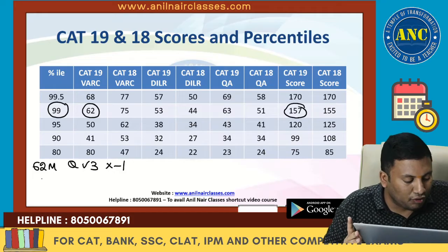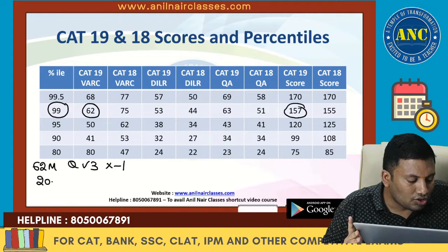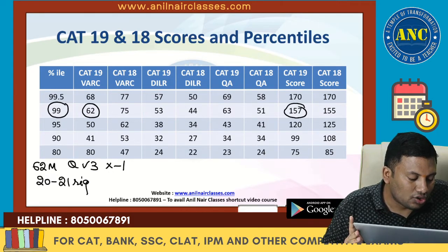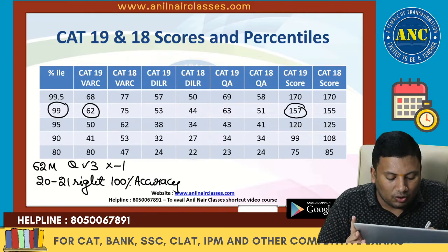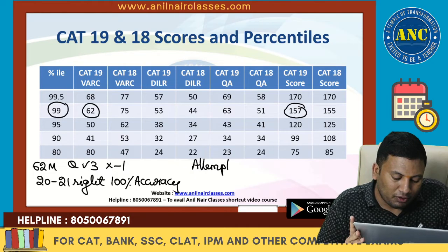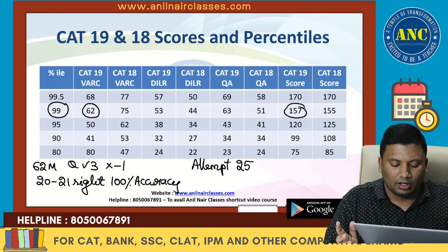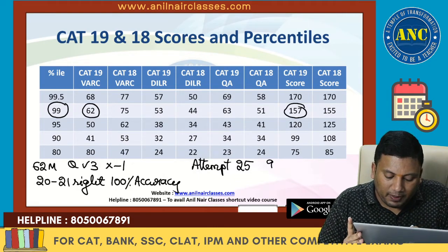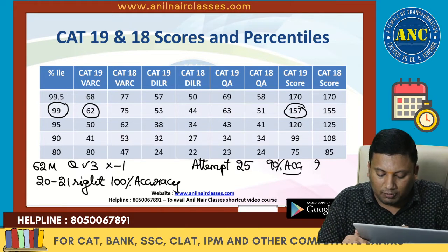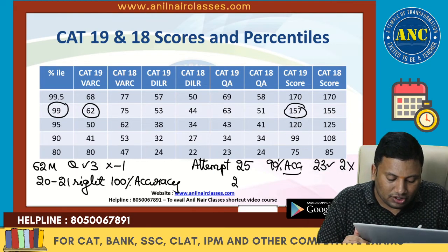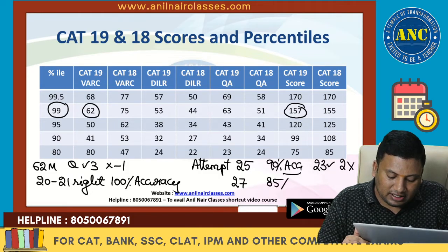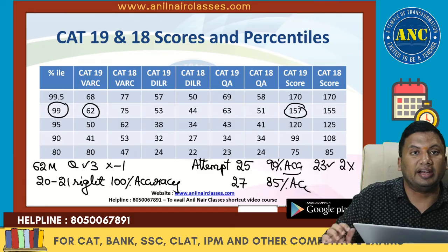That means if you can get 20 to 21 right with 100% accuracy, or you attempt 25 and get 90% accuracy, that means almost 23 right and 2 wrong, or attempt 27 with 85% accuracy, you are almost at 99 plus percentile.